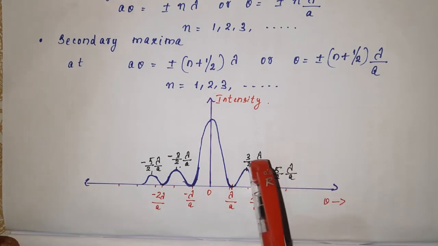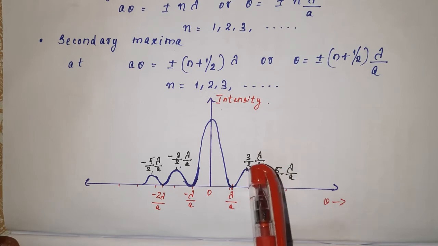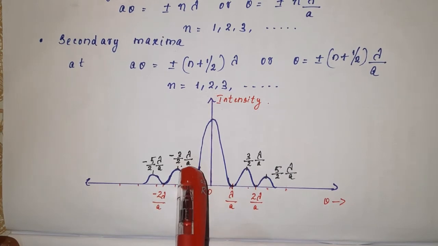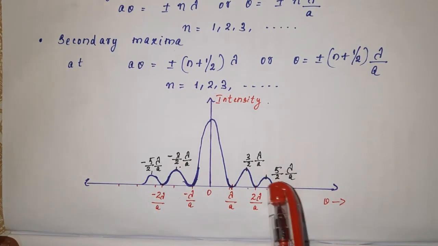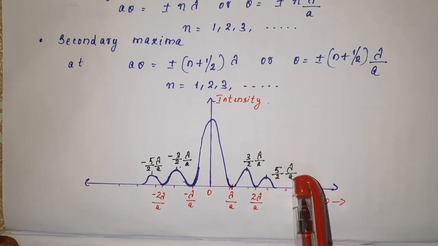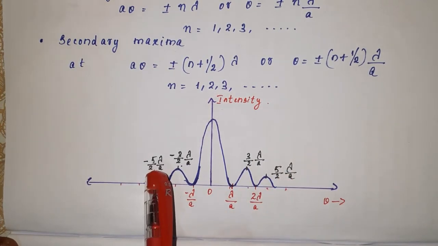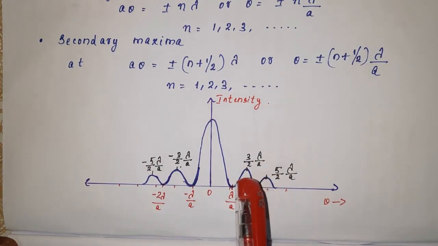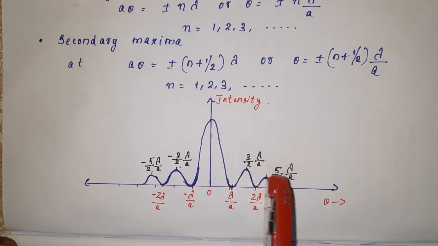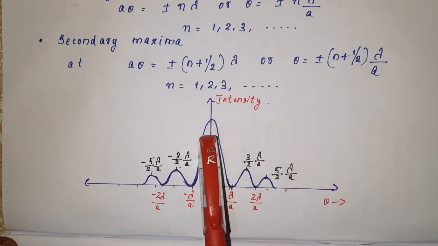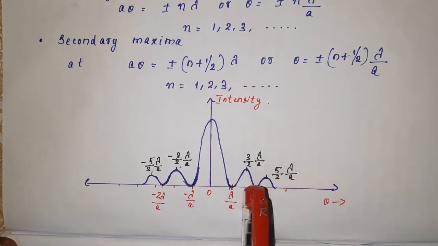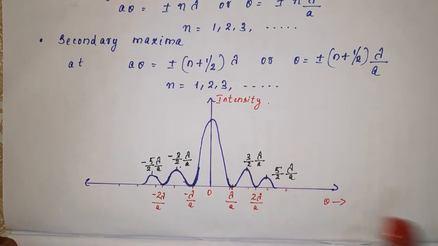Now, the first secondary maximum is at 3 by 2 lambda by a, and on this side at minus 3 by 2 lambda by a. And the second secondary maximum is at 5 by 2 lambda by a and minus 5 by 2 lambda by a. So, as the figure suggests, the secondary maxima are of decreased intensity compared to the intensity of the central maximum. The secondary maxima have reduced intensity and their intensities decrease gradually.